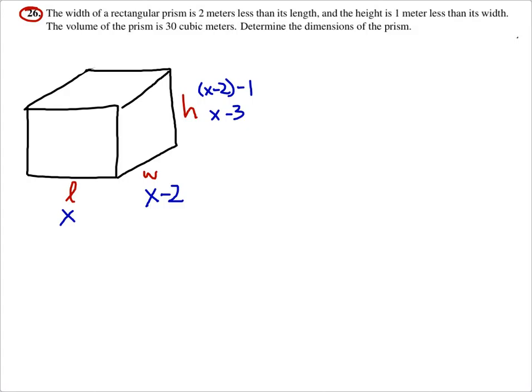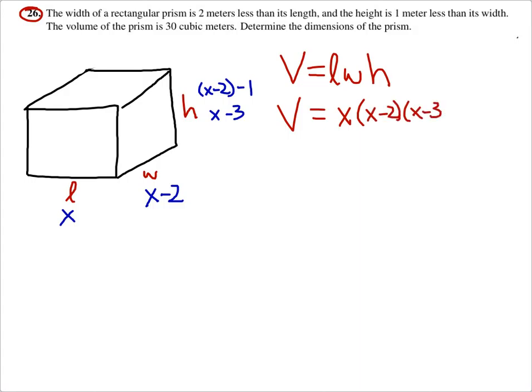And then it's about the volume. Well, we know that volume for a rectangular prism is length times width times height. So for us, the volume is x times x minus 2 times x minus 3. And they tell us the volume is 30. Now, it might immediately look to you like we're ready to solve because it's factored.